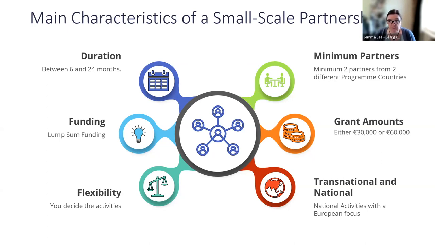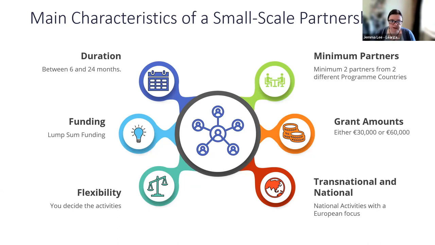Now that is a minimum, so you can have more partners than that, and you can have a second Irish partner if you want, and then other European partners. I don't think there's a maximum on it at all, but generally it's a minimum of 2 partners from 2 different countries.